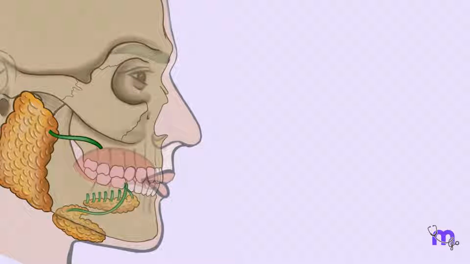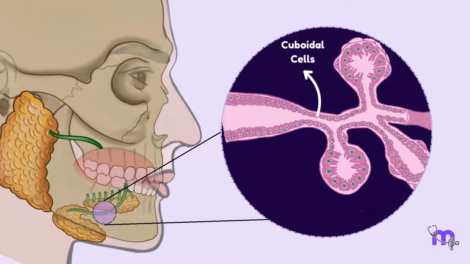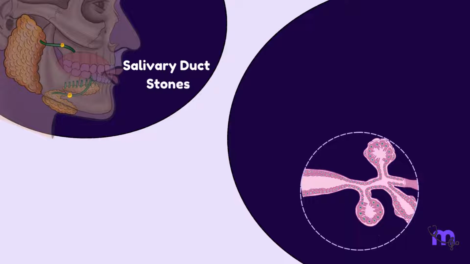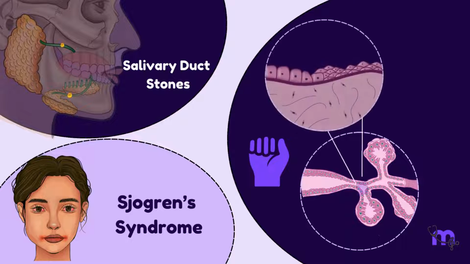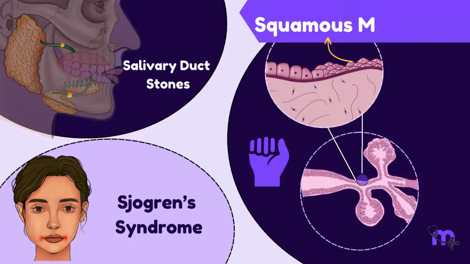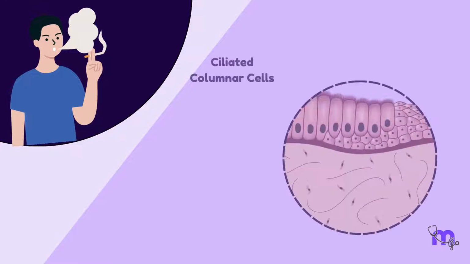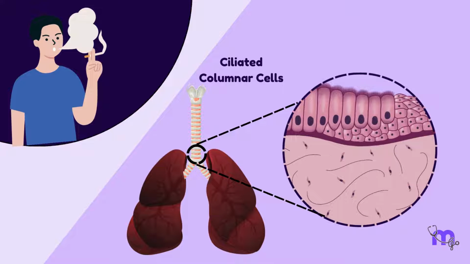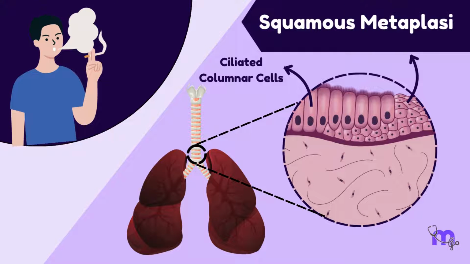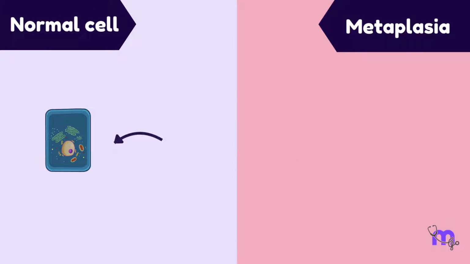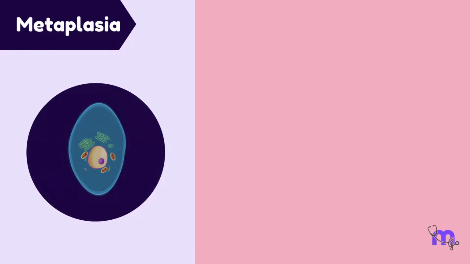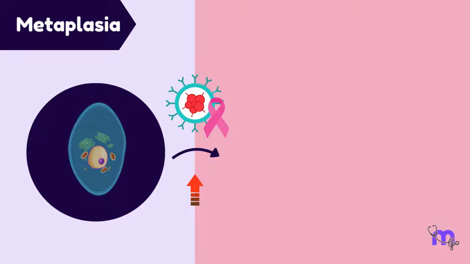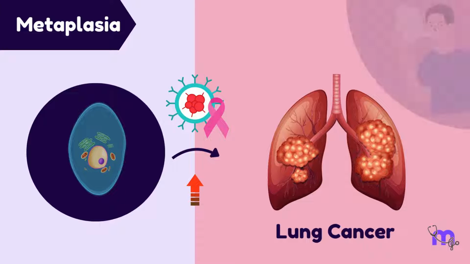Salivary gland ducts are lined by cuboidal cells. When irritated by a salivary duct stone or attacked by an autoimmune disease like Sjogren, it differentiates into a more durable squamous cell. This is called squamous metaplasia. Cigarette smoke causes the ciliated columnar cells of the upper respiratory tract to undergo squamous metaplasia too. Metaplasia occurs due to reprogramming of the stem cells along a new path of differentiation. However, this comes with a price. Altered differentiation increases the risk of cancer, which explains why lung cancer is more common in chronic smokers.